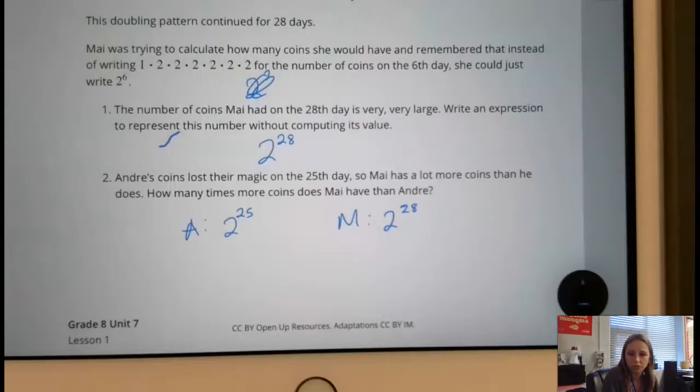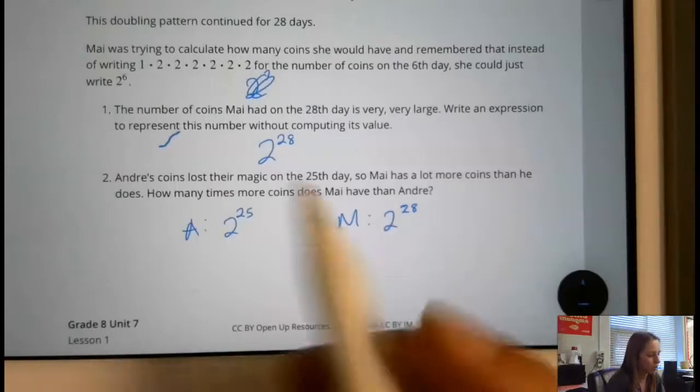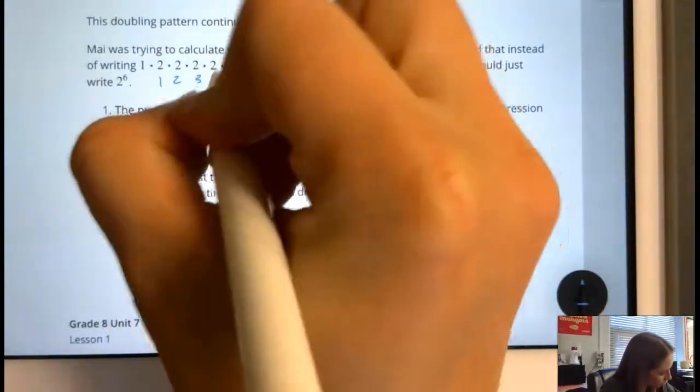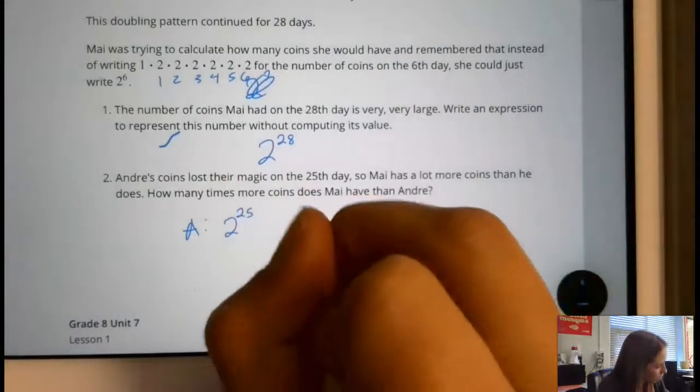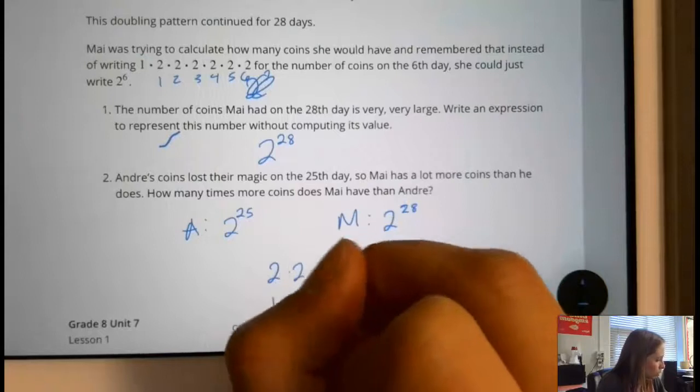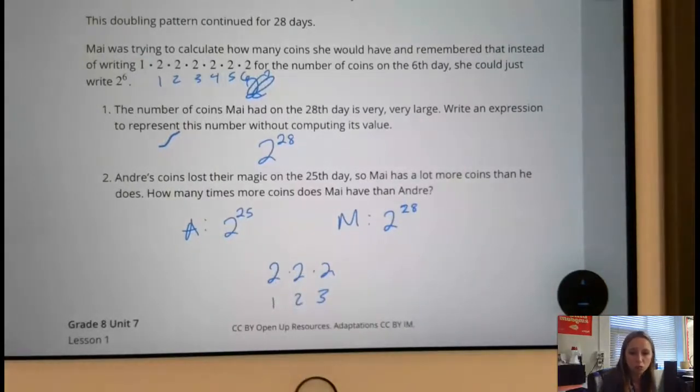So let's think to ourselves, how many more days does Mai's keep continuing versus Andre? So Andre stops at the 25th, and then Mai continues until the 28th. So 26th, 27th, 28th. That is 3 more days than Andre. So if up here these represented each day, 1, 2, 3, 4, 5, 6, if we want to represent 3 more days, we can take 2 times 2 times 2, 1, 2, 3 more days, to figure out how many times more Mai has than Andre in coins.